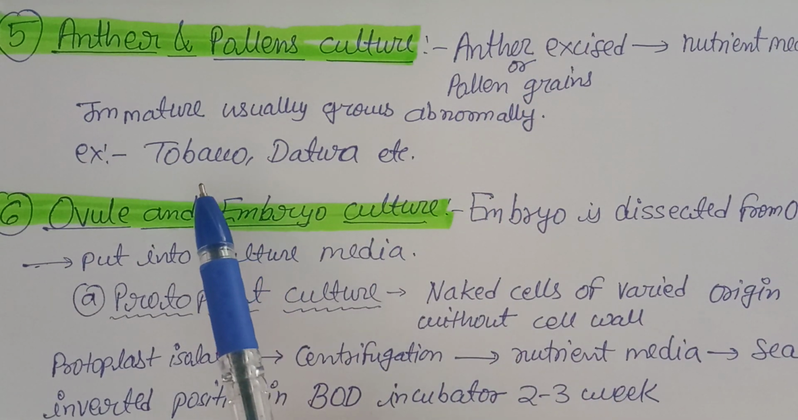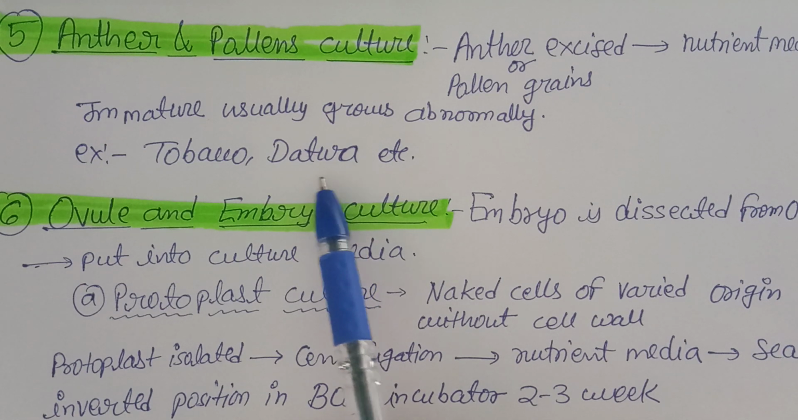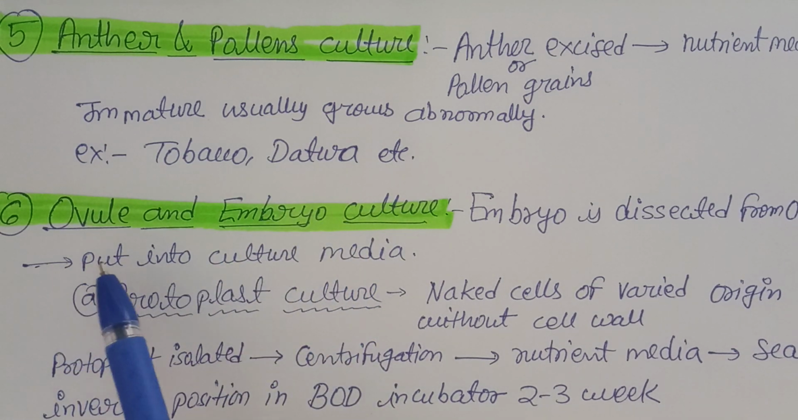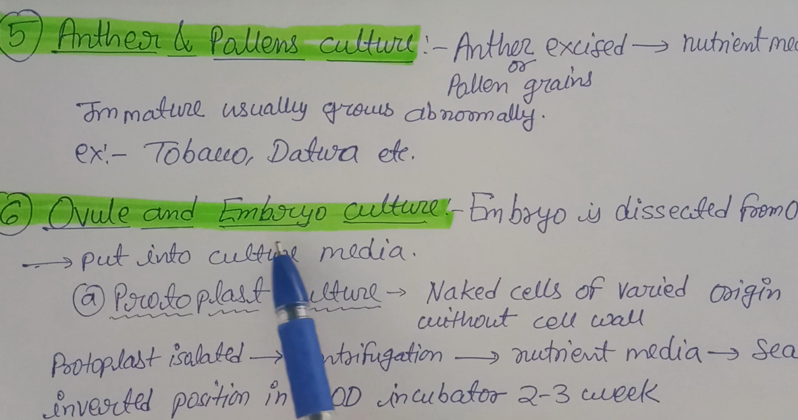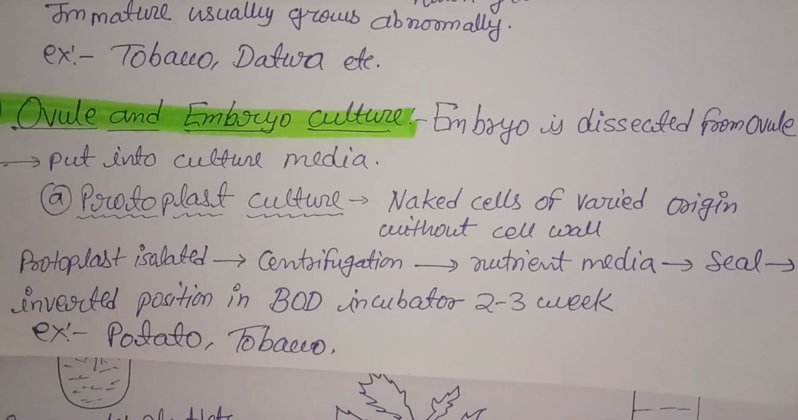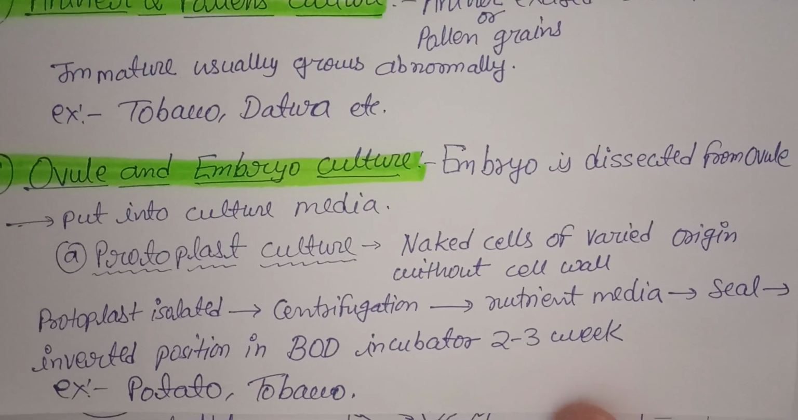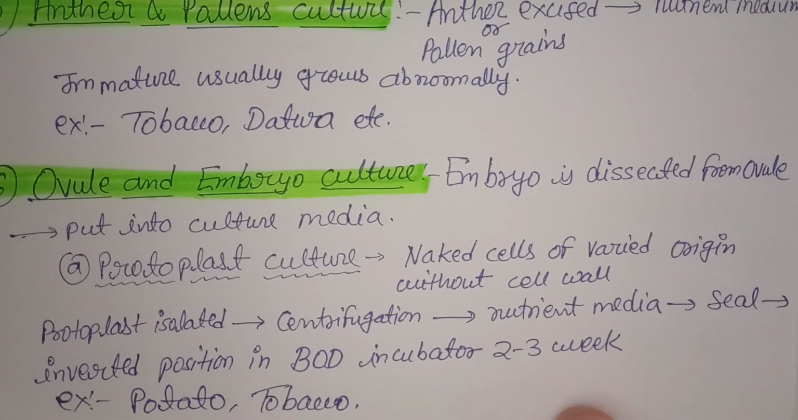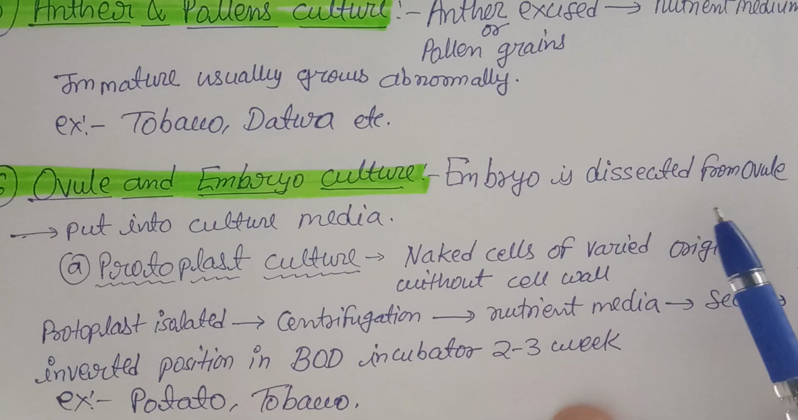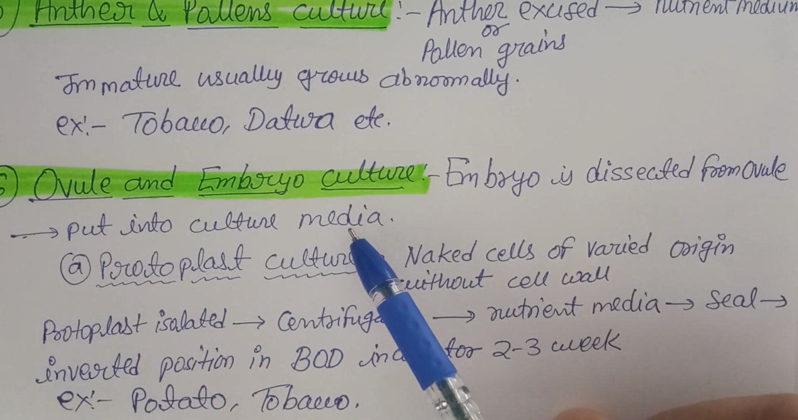These things we are doing in the case of tobacco or datura cultivation, right? In those anther and pollen, we are going to use this particular culture. The sixth and important one is the ovule and embryo culture, right? Here the embryo is dissected from the ovule, and the ovule is put into the culture medium. Again we are going to have the culture medium there only.